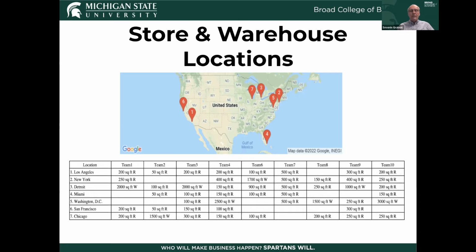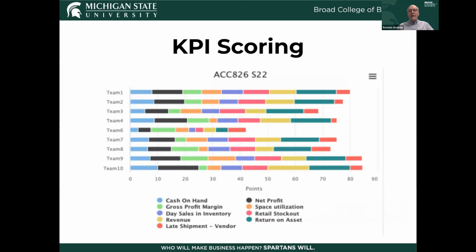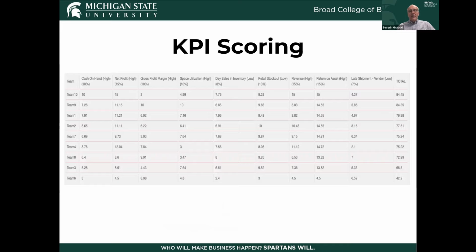Next slide. In terms of the KPI scoring, if you're more of a visual person, here's the results for the one day. And we can see over here that team 9 and 10 had performed the best. Team 6, we'll talk about that one in a little bit. And then you can see how the other teams performed. Next slide.